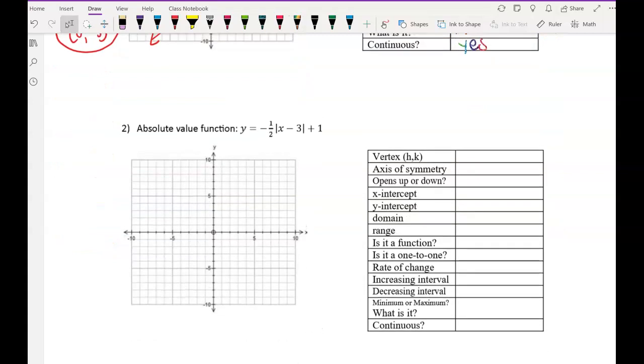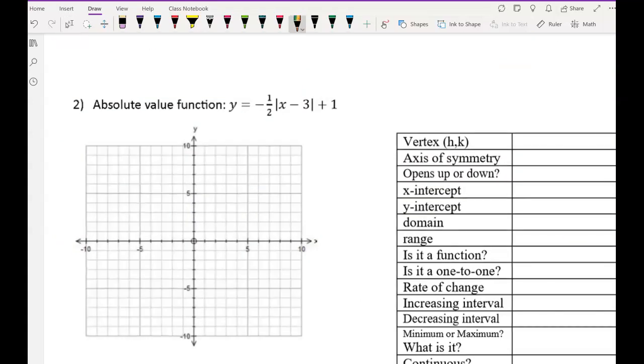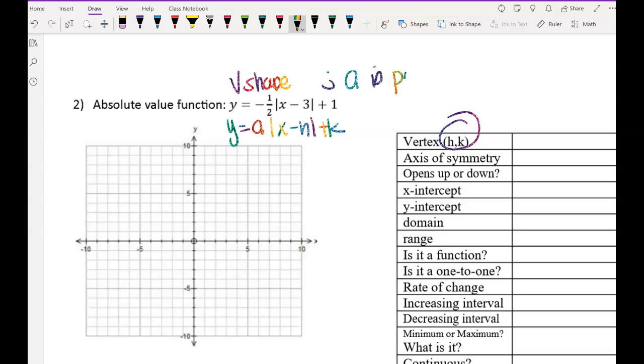Now, an absolute value function, students, is when you make a V shape. Remember this? And remember, it's in the form y equals a times the absolute value of x minus h, plus k, where your vertex is h comma k. And just to review as well, if a is positive, it opens up. If a is negative, it opens downward.